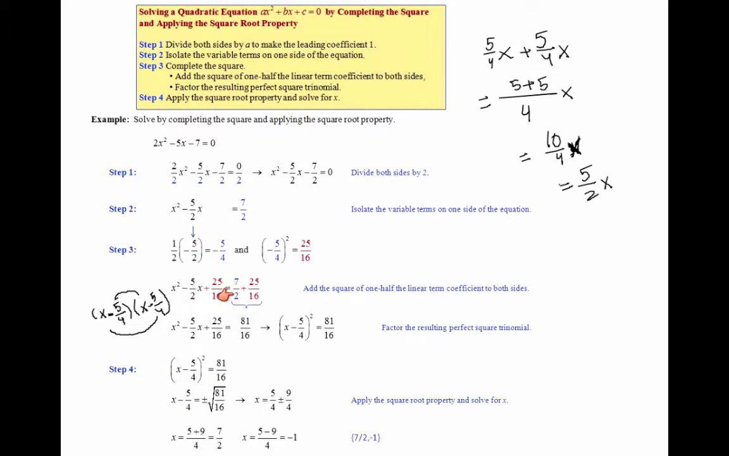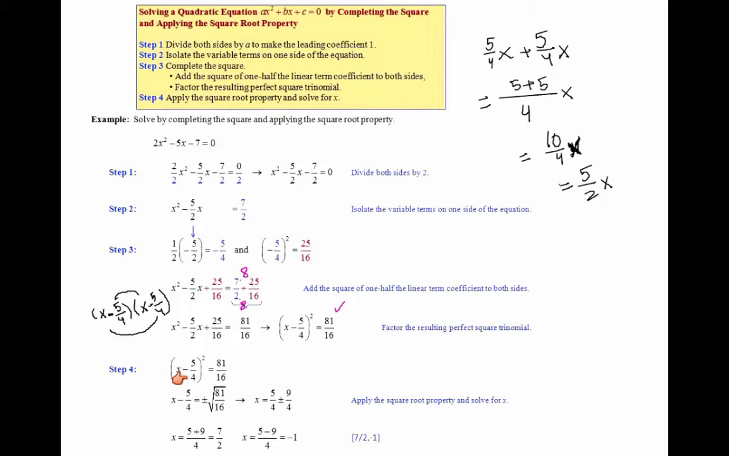So you have to multiply the first fraction by what? 8 over 8. If I multiply this by 8 over 8, you get 7 times 8 plus 25, which gives you 81. Everybody see that? So here I have something squared is equal to a constant. So what am I going to use? I'm going to apply the square root property.